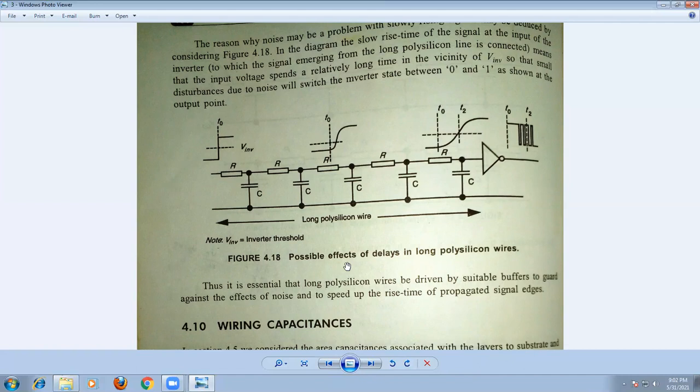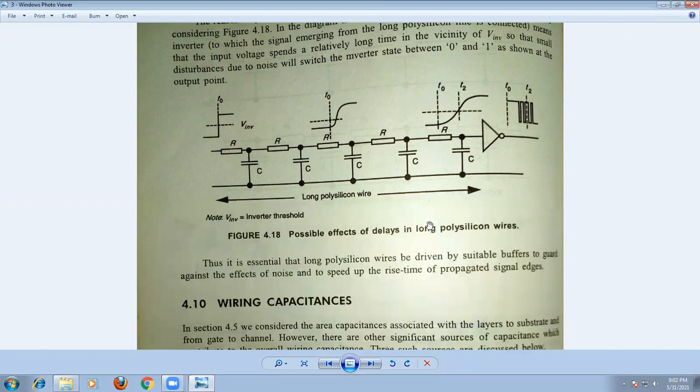Whenever long delays are not a problem in the circuit, then we can use the long polysilicon wires directly, since delay is not important. But whenever the delay is very important, for example when the delay will affect the output stages, then we can use buffer stages between the stages here. That is about today's class.